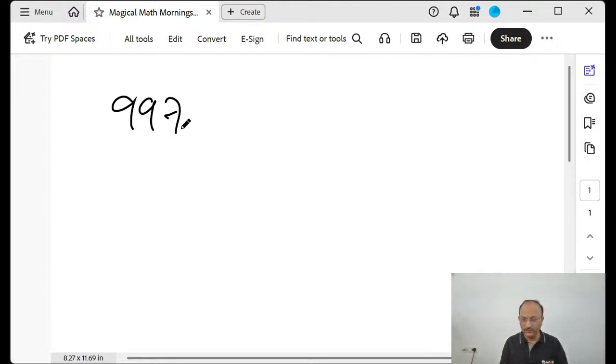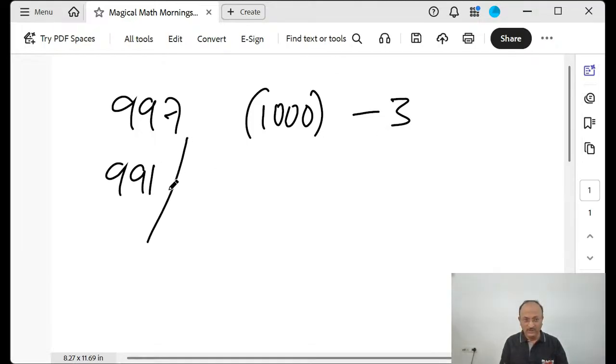997 cube. Instead of doing the traditional method, the base is 1000, deviation is -3. 997 minus 3, we get 991. Now the new deviation is -9. 9 3s are 27. Because 3 zeros are there, we'll write 027, because we have to write 3 digits. Minus into minus is plus.